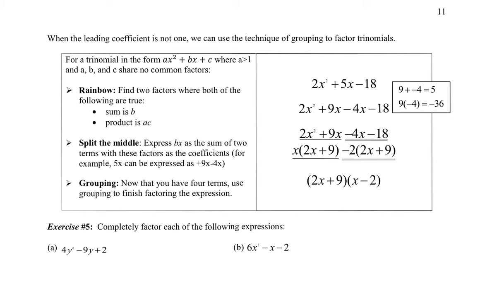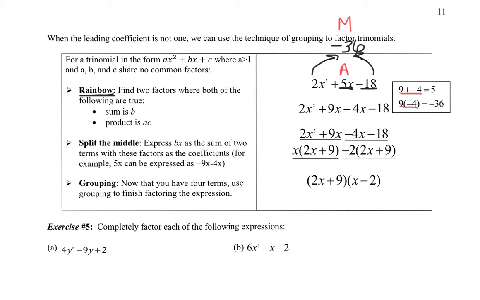The first thing we want to do is do rainbow. And what this does is instead of just trying to get a number that multiplies to negative 18, we're trying to get a number that multiplies to the product of these two numbers. So in this case, that's negative 36. The adding number still stays the same. So I'm trying to get something to add to 5 and multiply to negative 36. Basically, the 2 gets involved in determining what the terms are, whereas a 1 doesn't really make a difference, like a 1x squared. So numbers that work for that are 9 and negative 4.